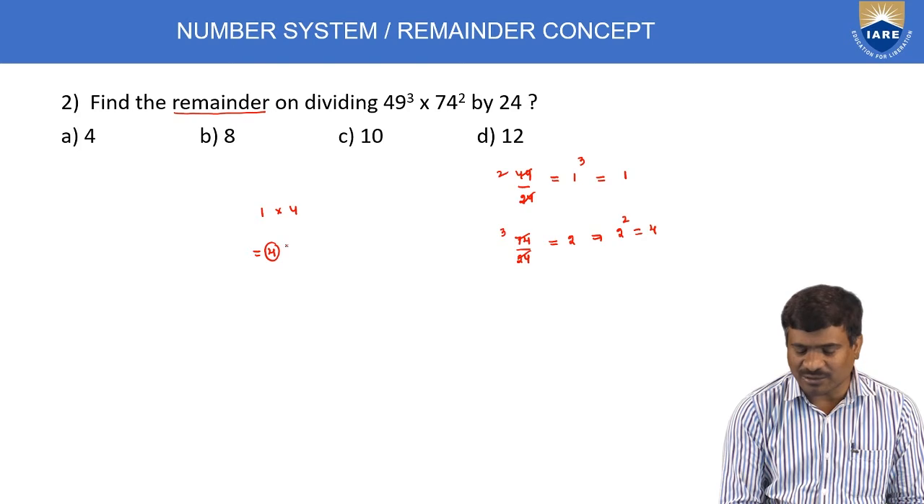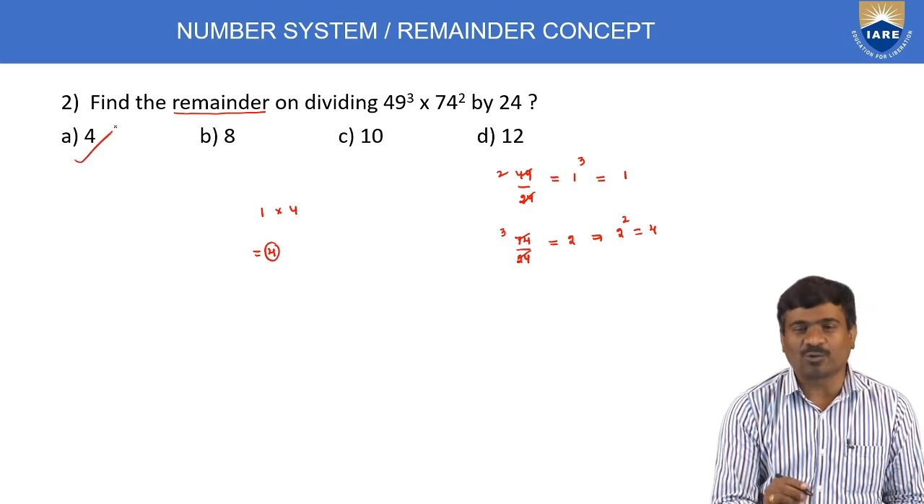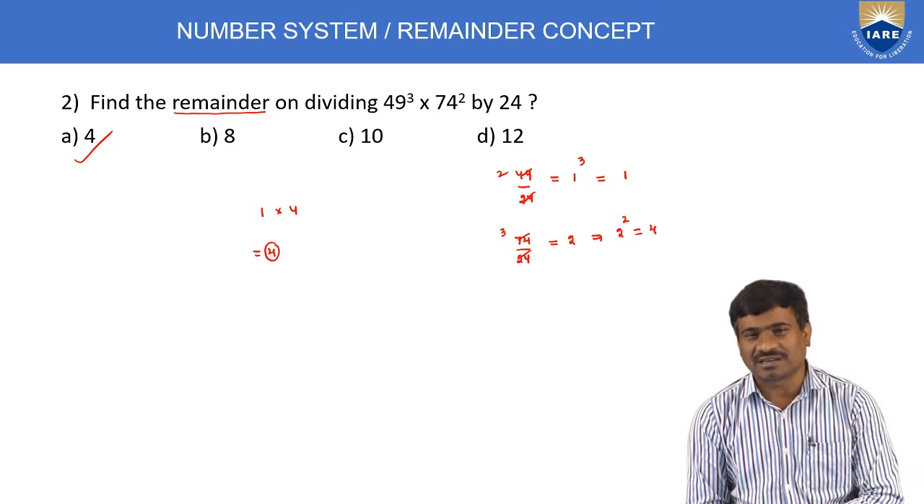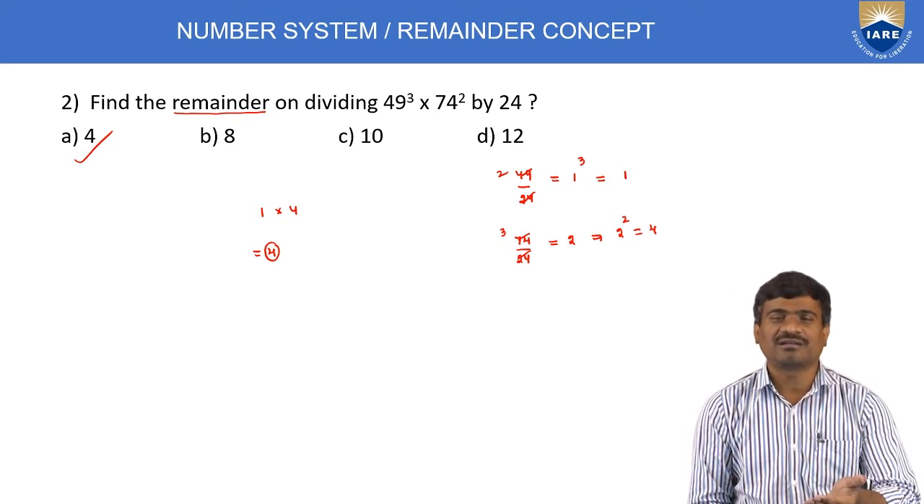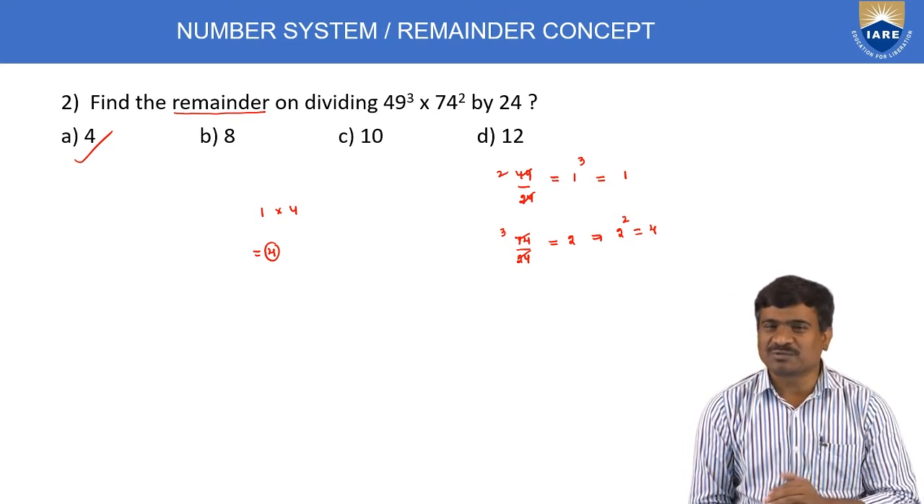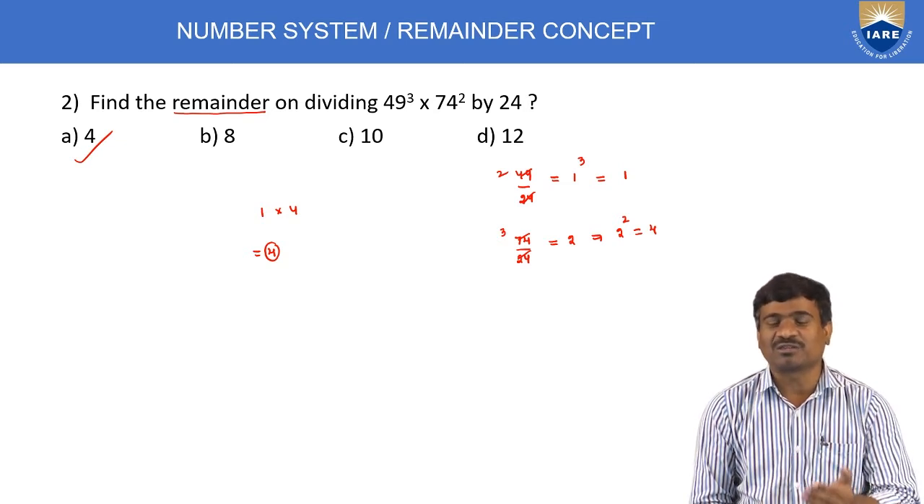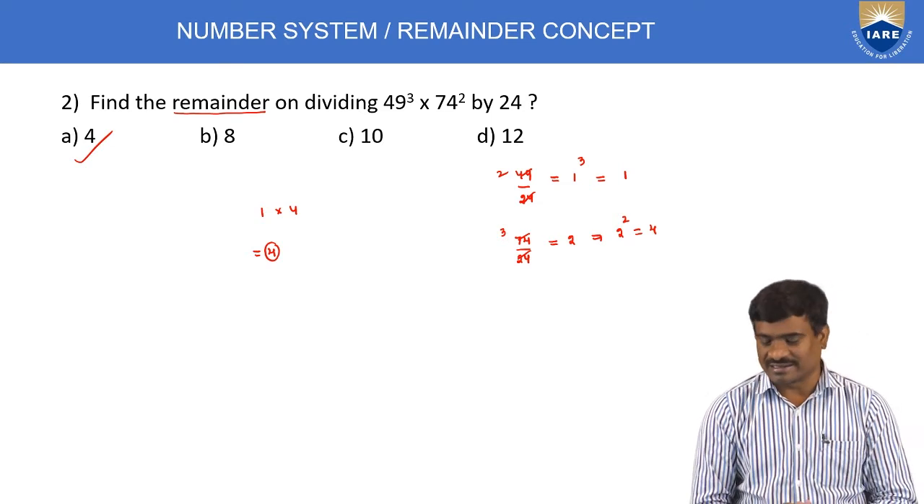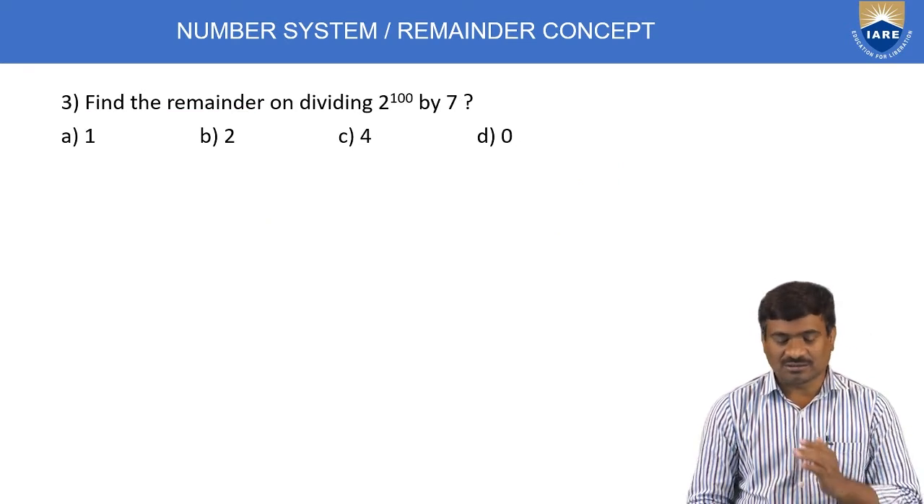This is less than 24. Option A is the correct answer. The remainder should be less than the divisor. If it is more than 24, divide by 24 again and convert that number to less than 24. That is the answer to the given problem. Okay? Right. Next, third example.